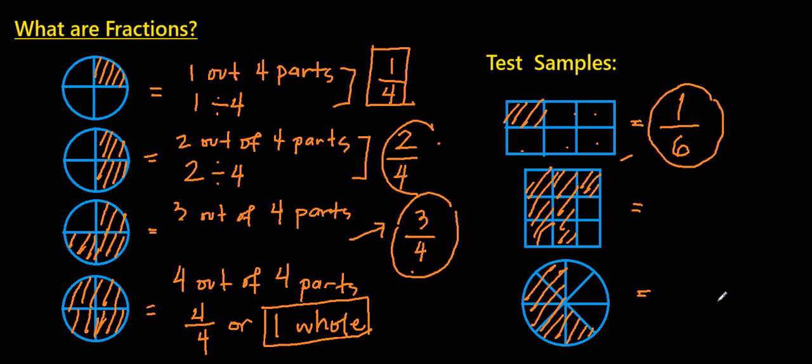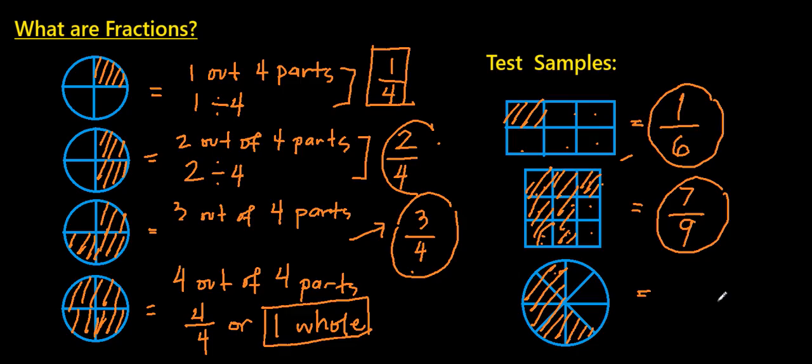This one, we have how many shaded parts? 1, 2, 3, 4, 5, 6, 7. Then, how many divided parts overall? 1, 2, 3, 4, 5, 6, 7, 8, 9. 9. So, this is the fraction for that drawing.